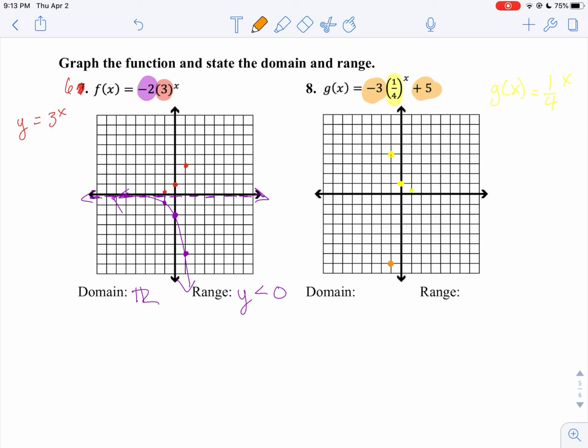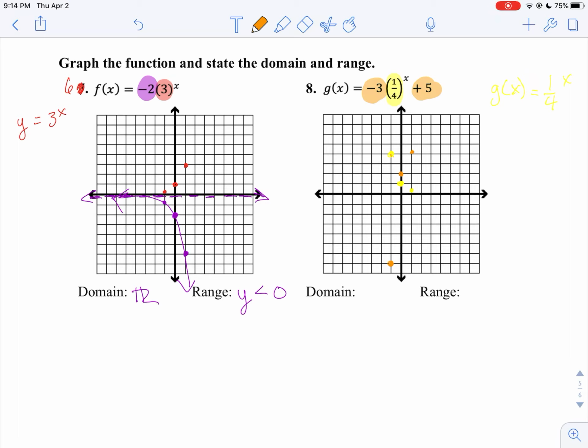My next point was at (0, 1). I'm going to take the y value 1, multiply it times a -3. So that puts me at -3, and then add 5. -3 plus 5 is (0, 2). And that last point that was at (1, 1/4), I'm going to take that 1/4 and multiply it times -3, so -3/4, and then add 5. So -3/4 plus 5 would be at 4 and 1/4. So 1, 2, 3, 4 and 1/4 right here.